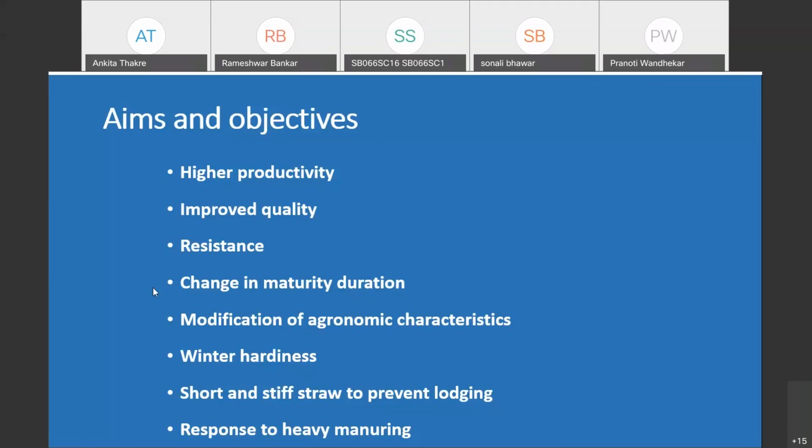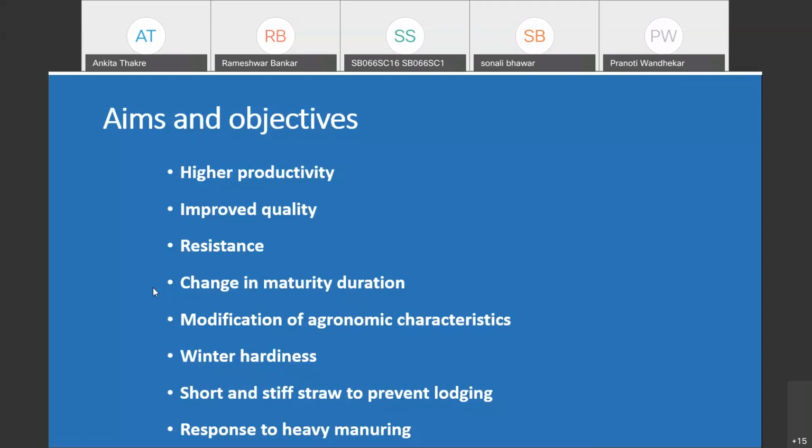Okay, the main objective of plant breeding is to develop a new crop variety which is far better or superior than the existing variety in all aspects or in all characters. But there are certain objectives which change from crop to crop. Some of the common aims and objectives of plant breeding we are discussing here.